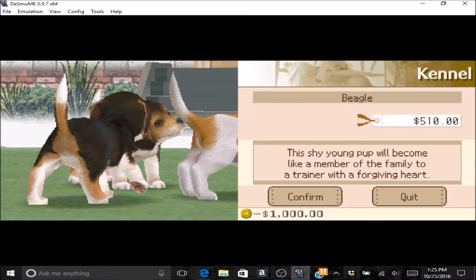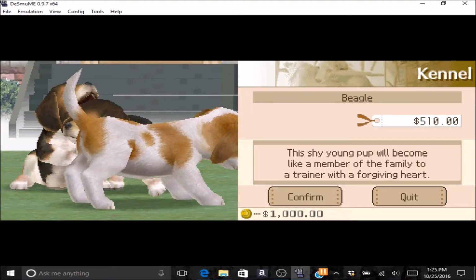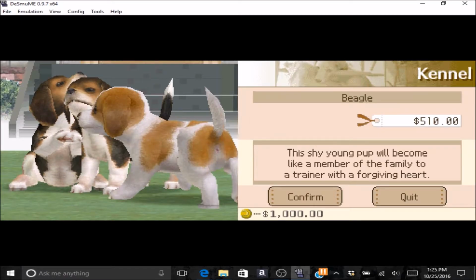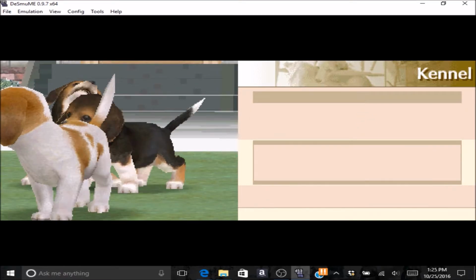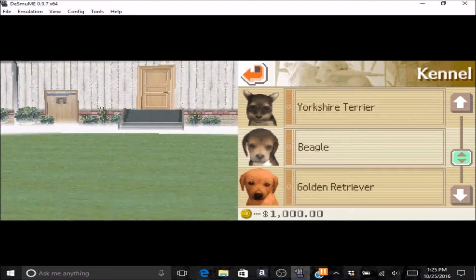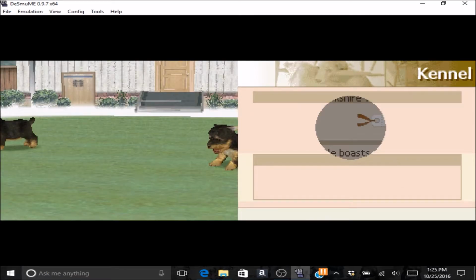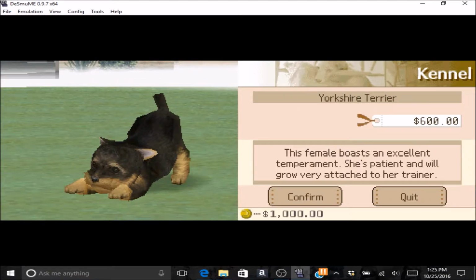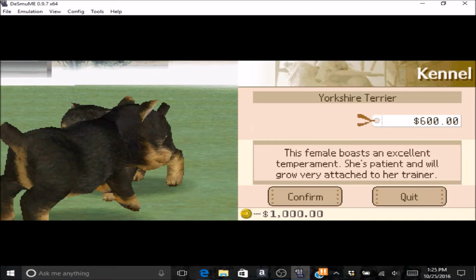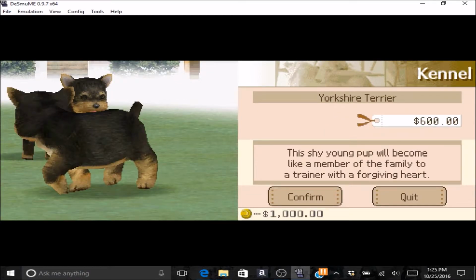Beagle. This shy young pup will become like a member of the family. The trainer with a forgiving heart. I ain't cleaning up after all that. You know what? Let's look at the little Yorkies. Oh, look at them, they all look the same. Look at this one. This female boasts an excellent temperament. She's patient and will grow very attached to her trainer. Oh, how cute.